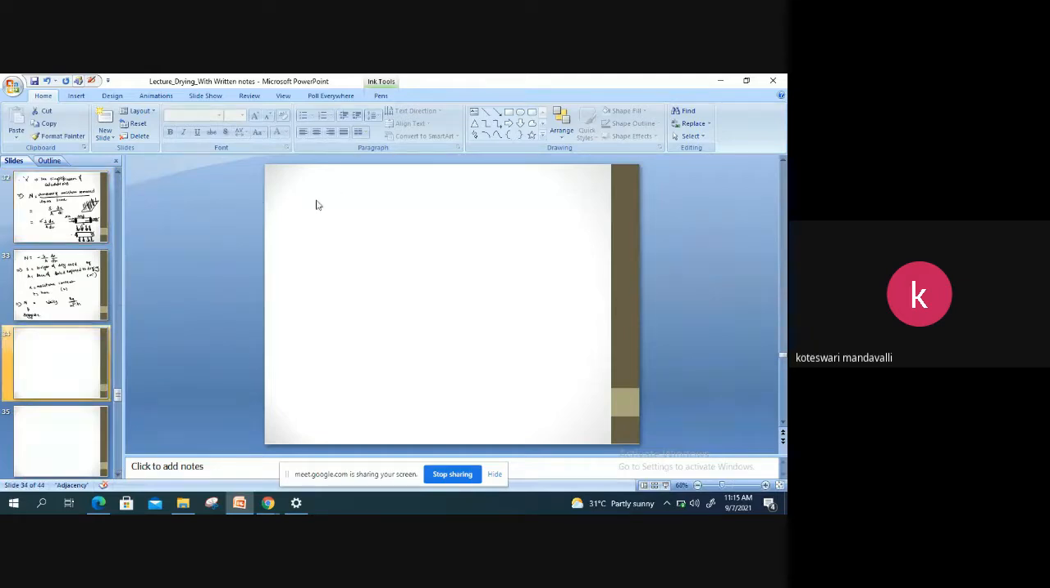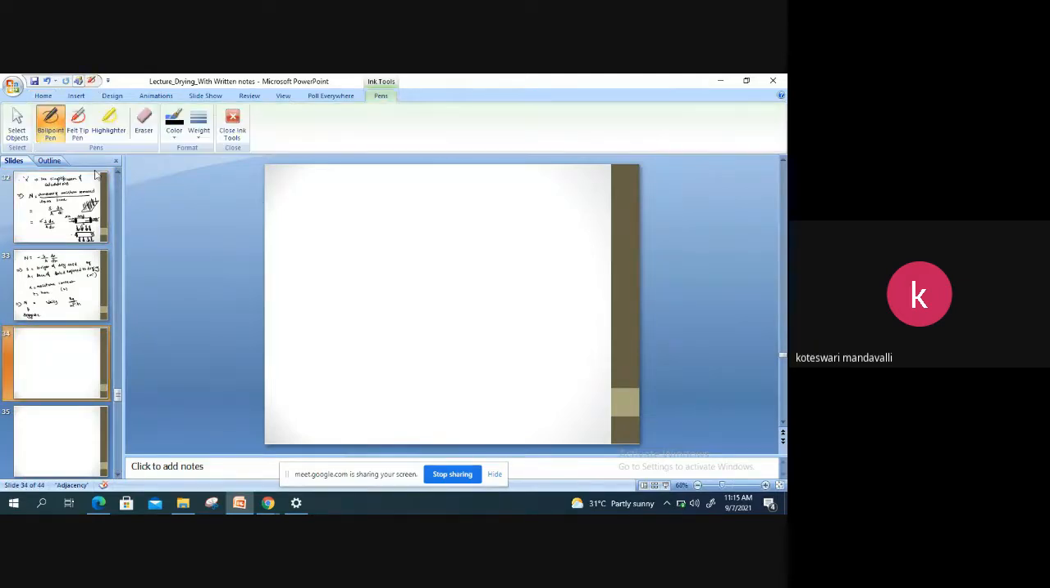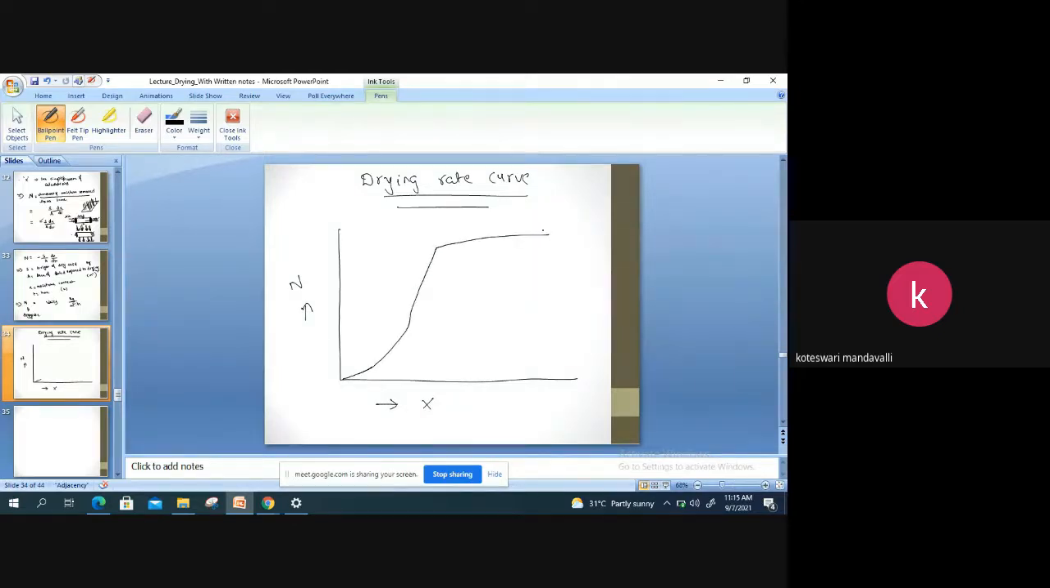Now if you see the drying rate curve, this is very important. Most of the questions will be asked on this only. If you plot the drying rate on the y-axis and the moisture content on a dry basis on the x-axis, you get a similar curve as we saw earlier.